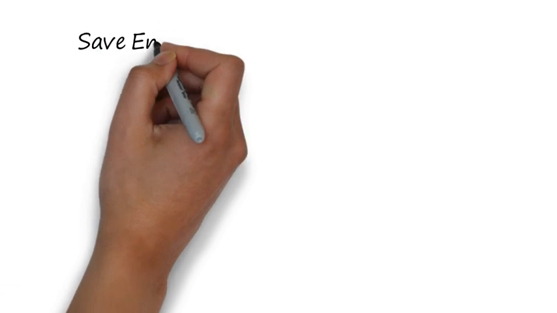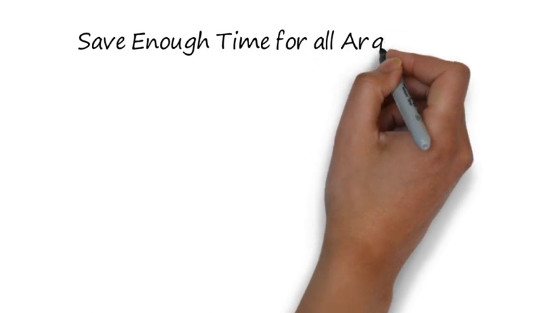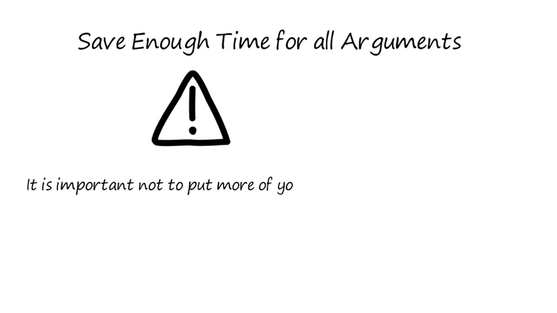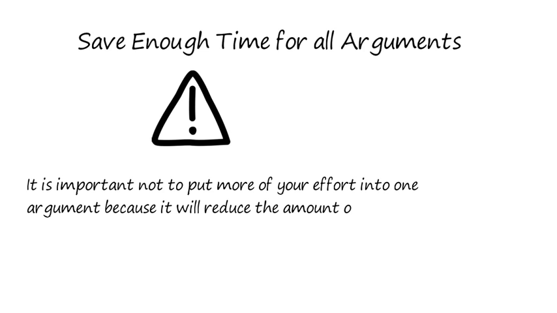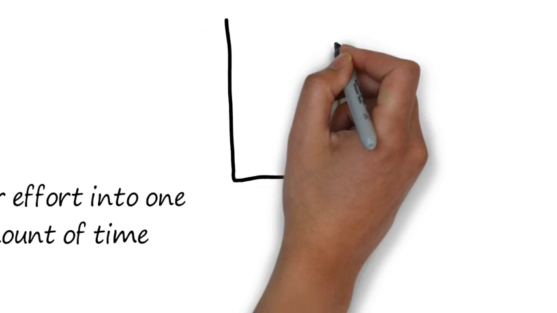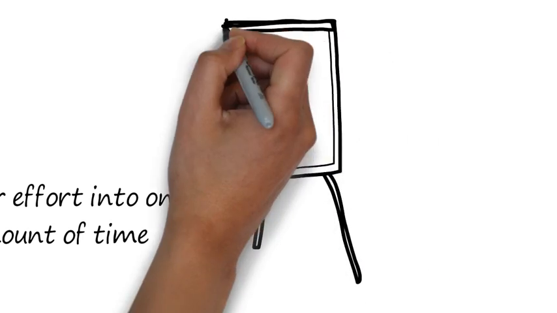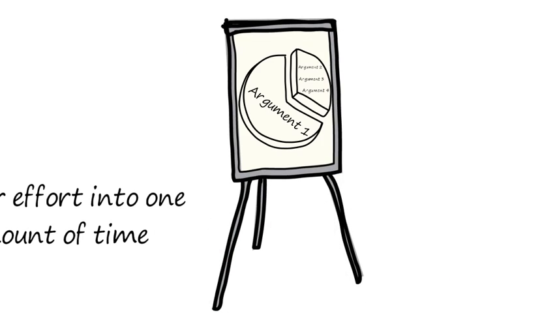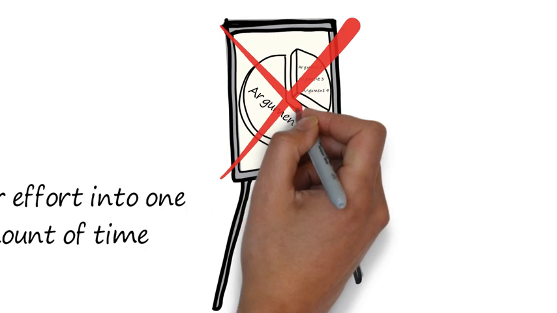Second, save enough time for all arguments. Because every speech has a specific time limit, it is important not to put more of your effort into one argument because it will reduce the amount of time that you can devote to others. When a speaker spends 80% of the time speaking on one argument but has 4 to deliver, the speaker will not be able to explain each one adequately.